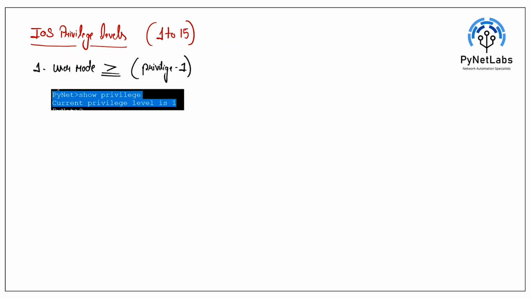So now, whenever we are talking about the default privileges, I told you 1 to 15 are there, but let's say what is the second one. If you are going to configure any device, after user mode we have the privilege mode. Privilege mode refers to this hash sign. And when you run the command at the hash sign, you will see that the privilege level is always set to 15.